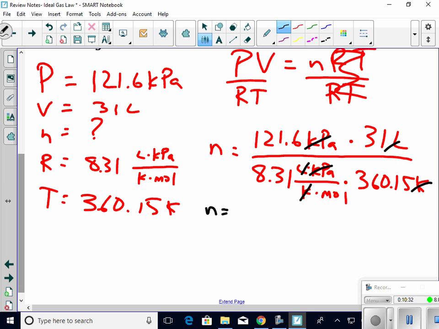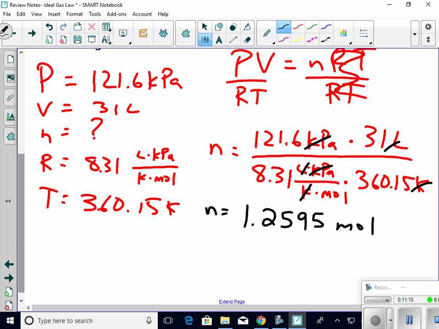So I take 121.6, multiply it by 31, and I divide by parentheses 8.31 times 360.15, close them, and I come up with, nice, a value of 1.2595 mole. Now I need to sig fig that value.